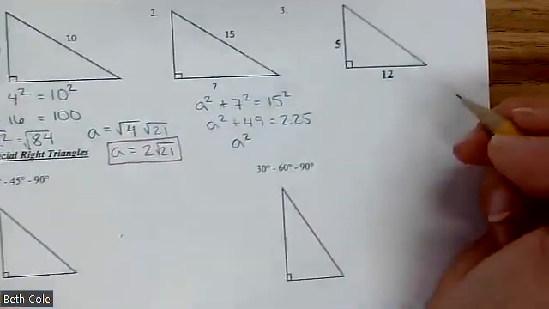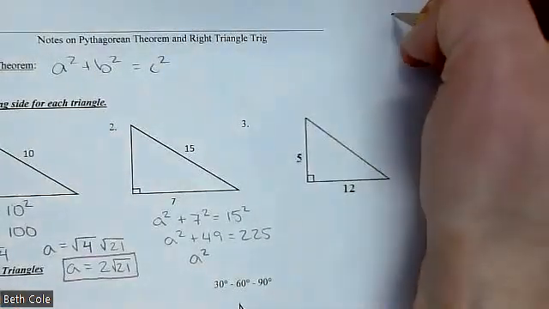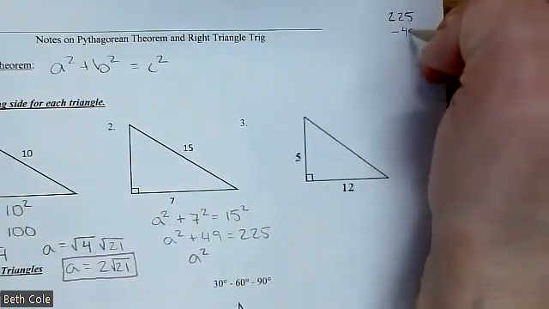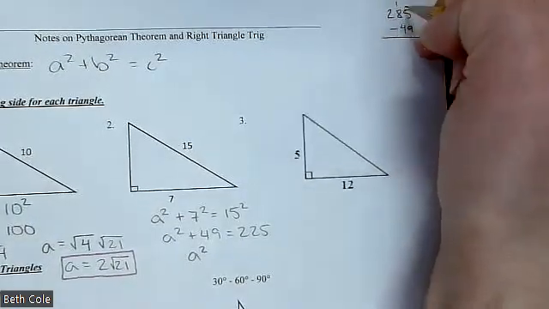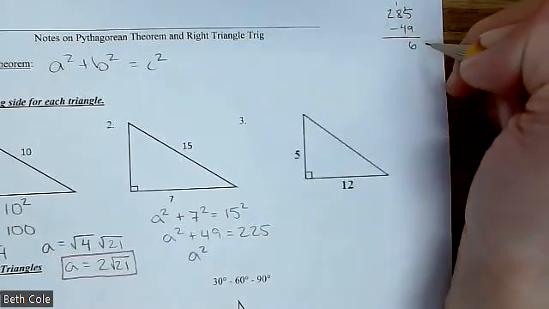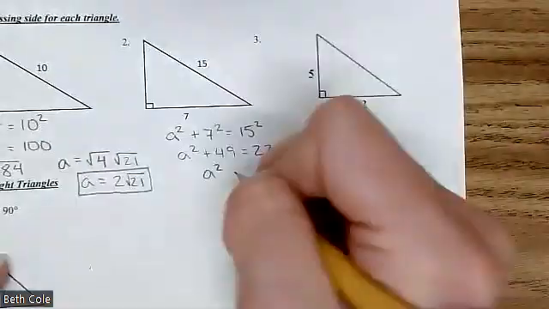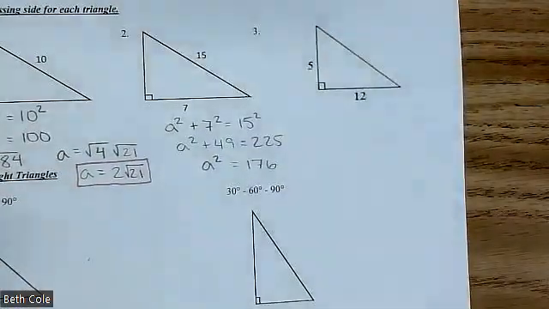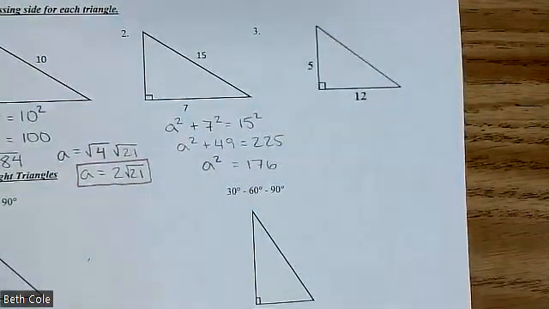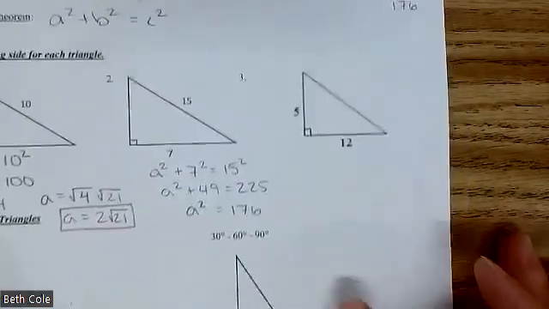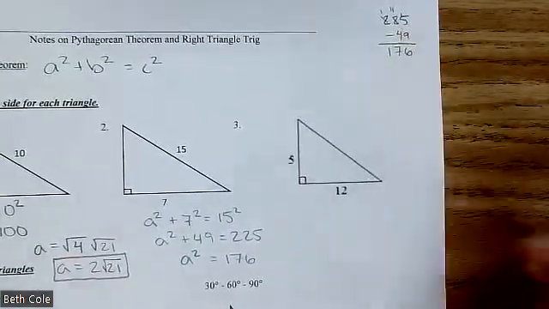I don't know what that is off the top of my head, so I'm going to come over here off to the side and do 225 minus 49. You guys remember how to borrow? Oh yeah, you cross one out. 176. You know what? Every once in a while, you have to do a little side problem. I was like, hey, I can't do this in my head, so I came over here and wrote it down.